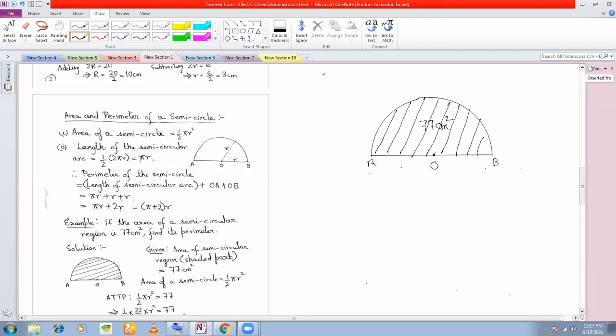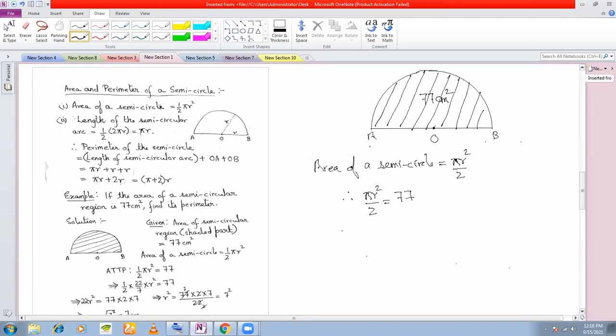Just if you remember what we have done last, if the area of a circle is given, how do you calculate the perimeter of the circle? First you calculate the radius. Once you calculate the radius, then you move on to the perimeter of the circle, right? So exactly similarly, we are going to proceed here. So area of a semicircle is equal to half pi r square, or pi r square by 2. Therefore, what is given here? Pi r square by 2 must be equal to 77.